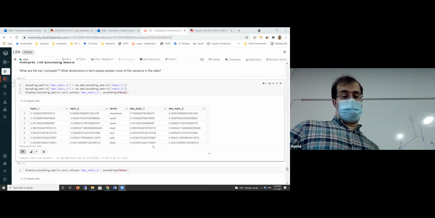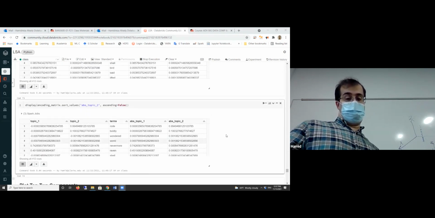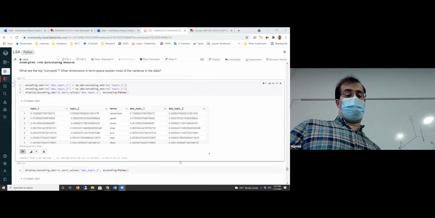And let's again sort based on topic 2. So: rude, boldly, wandered. It seems there is more logic in terms of the words that have similar values.